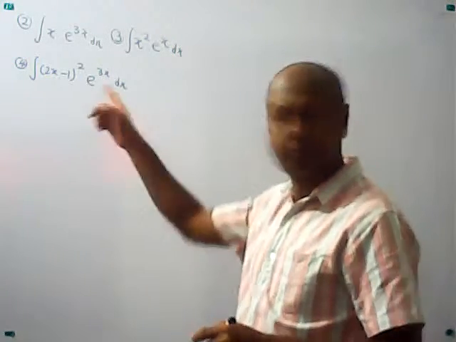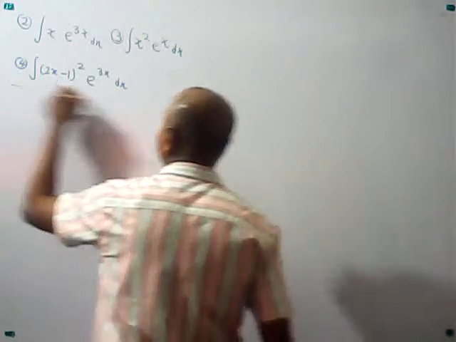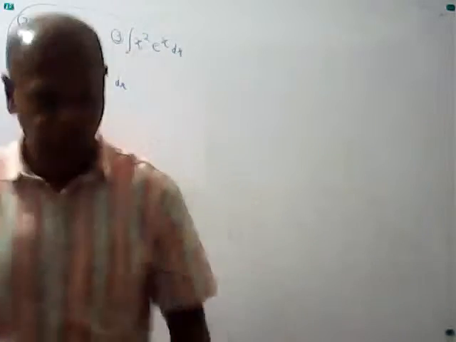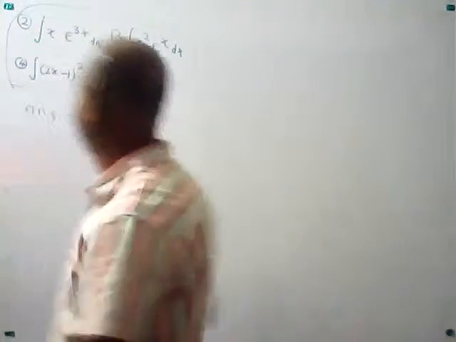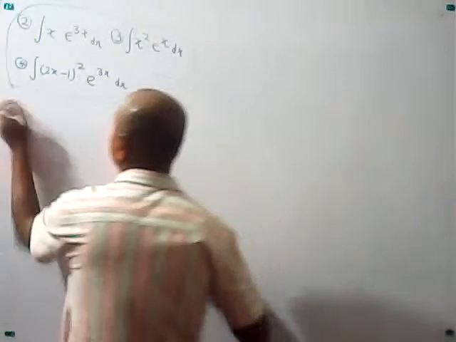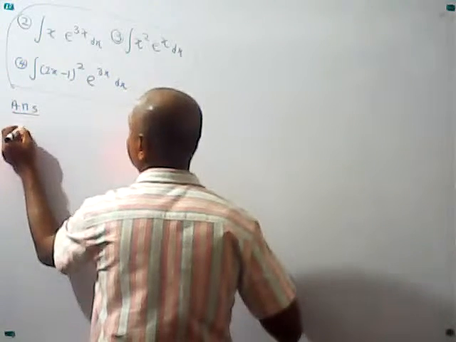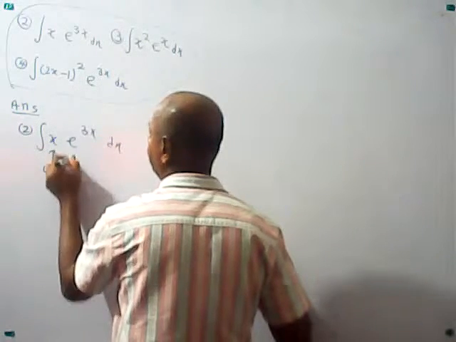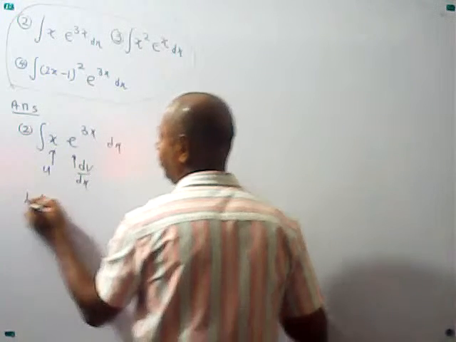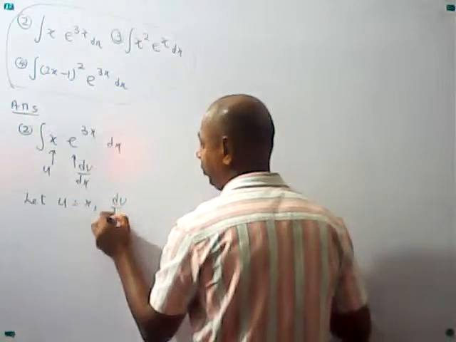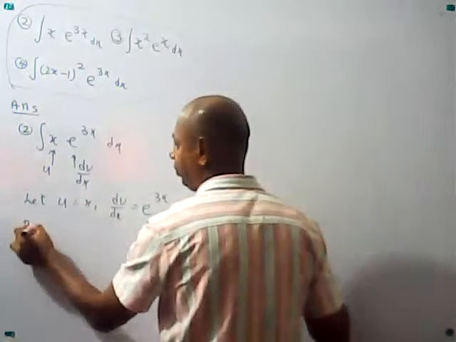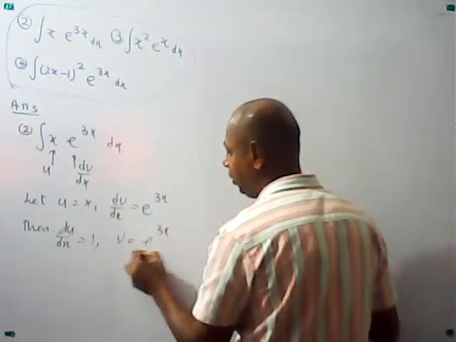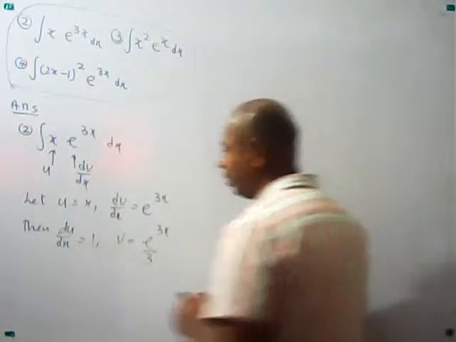This one finish. This is u, dv by dx equals e to the 3x over 3. Write down the formula.